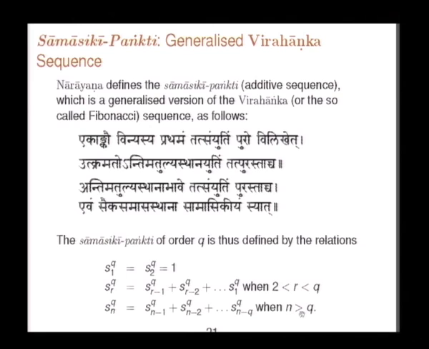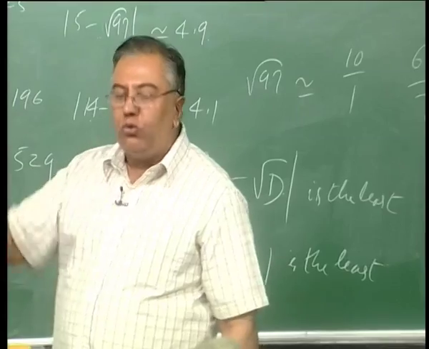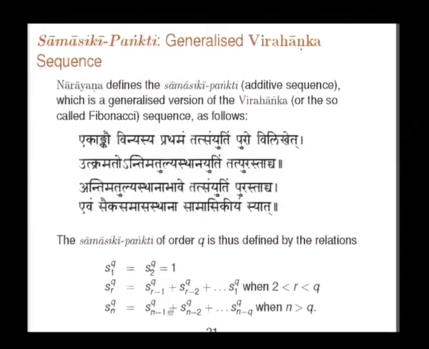So, the Samasiki Pankti consists of 1 and 2 elements of this sequence which are just 1. Then up to the value q, the Srq will be the sum of whatever are the previous elements which have come in the sequence. Beyond q, each element of the sequence is a sum of the previous q entries. So, this is the qth order generalization of the Virahanka sequence, as we should call it, or what is generally known as the Fibonacci sequence. S1q and S2q is 1, Srq is the sum from S1 to S(r-1) when r is less than q.